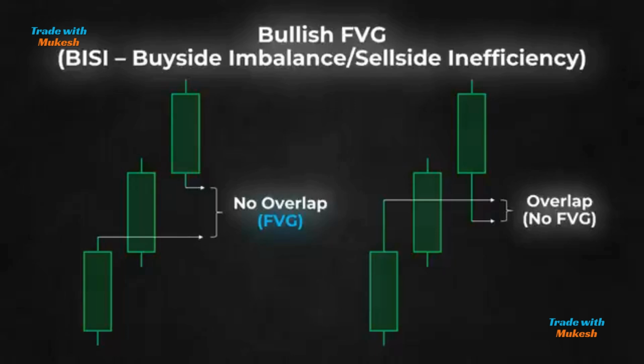On the right, we can see that the upper shadow of the first candle overlaps with the lower shadow of the third candle. In this case, there is no fair value gap. The bearish fair value gap is often called SIBI, which stands for sell-side imbalance and buy-side inefficiency.